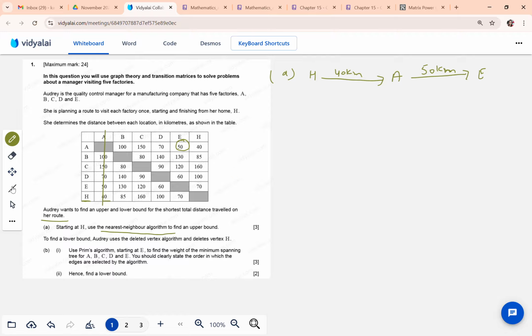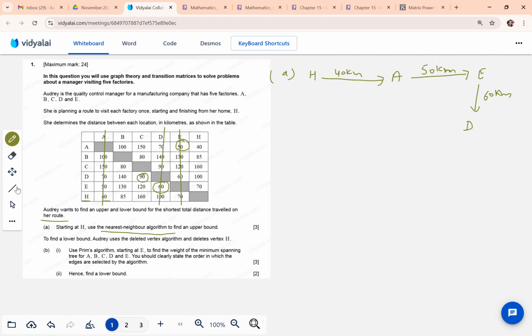Now E is also covered. We'll cross that column. Now we will move on from E to the other nearest vertex. So I can see here that D is the one that we have not covered and that is at the least distance. So from E to D it's covering 60 kilometers. Then D is also already considered, we can cut that. Now we will move from D to the other nearest vertex. So I can see here that is C, 90.